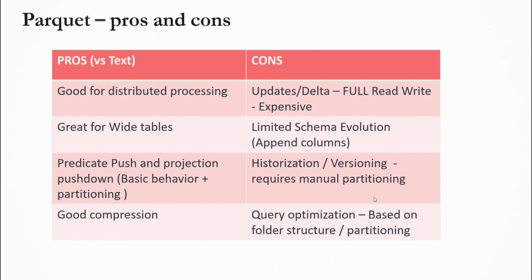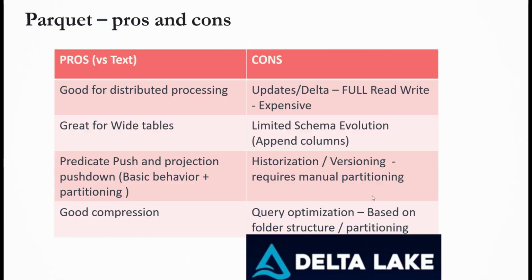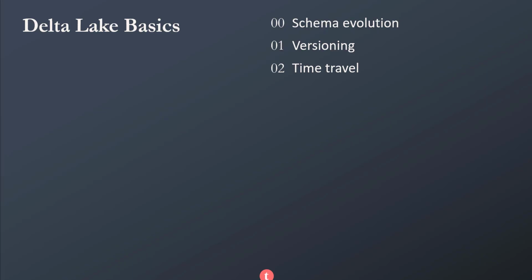It does not have built-in schema evolution capabilities. That really depends more on the consumer. Also, historization and versioning require specific design in the process. Query optimization as well is supported, but again, depends mostly on the process the user would build around the creation and maintenance of the file. All these limitations are exactly what Delta Lake attempts to solve.